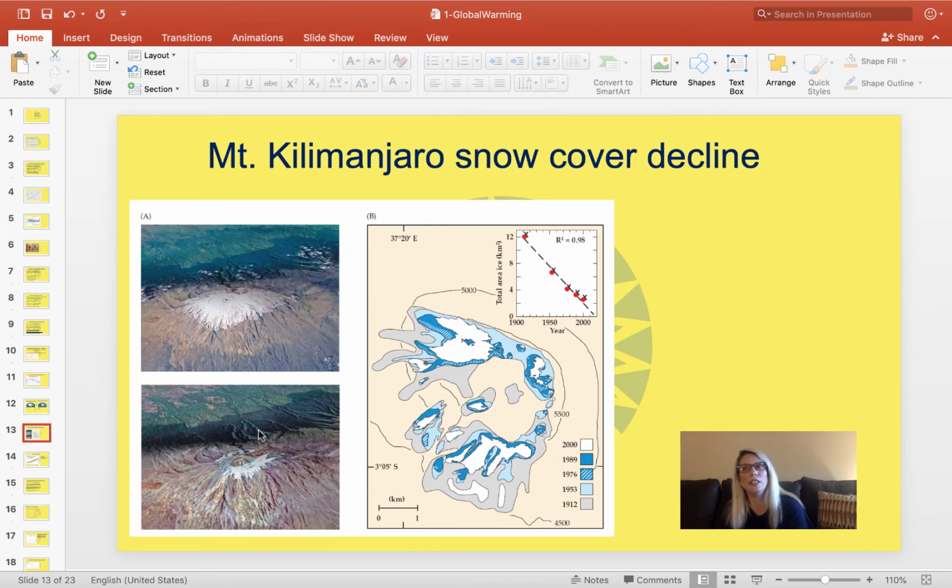But not only are we seeing a change in Arctic sea ice, we're also seeing snow cover decline as well. You can see here, just visually, the change in snow cover. Much of it is gone.